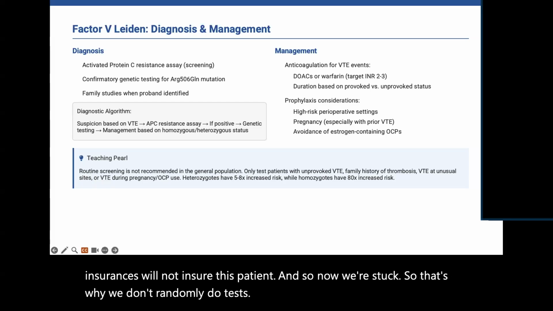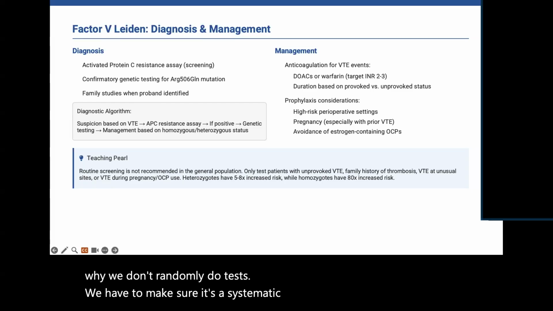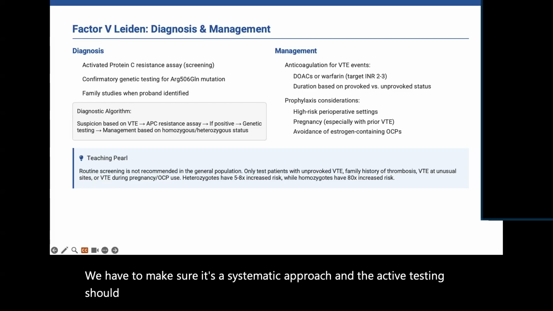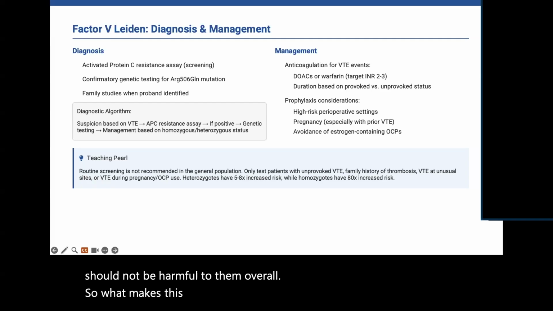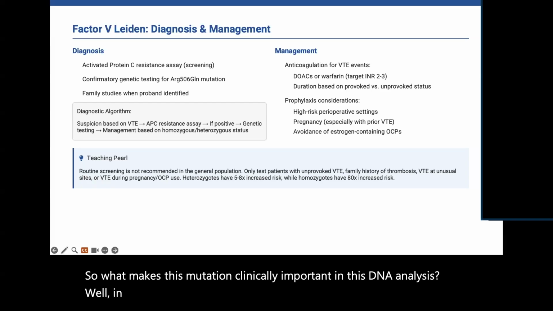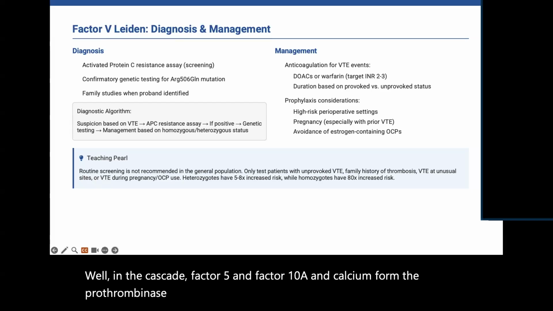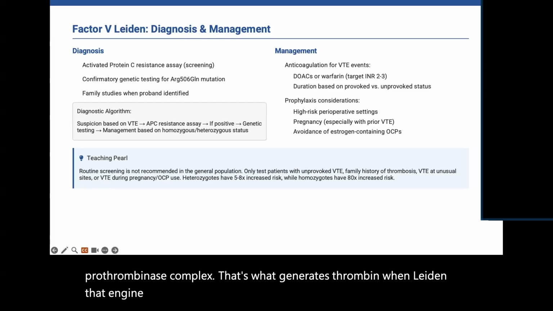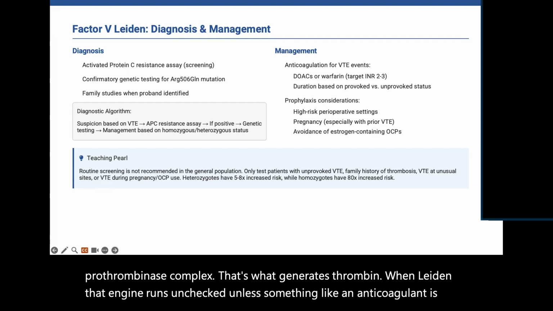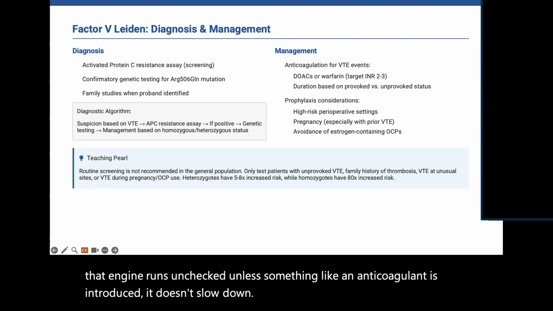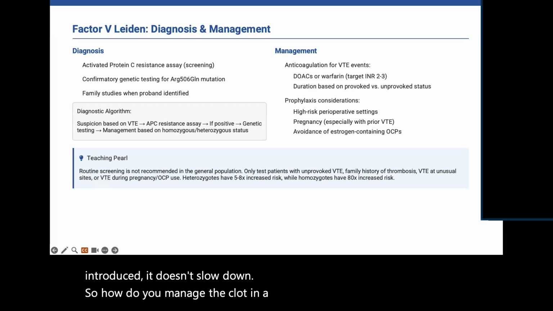We have to make sure it's a systematic approach, and the act of testing should not be harmful to them overall. So what makes this mutation clinically important in this DNA analysis? Well, in the cascade, factor V and factor Xa and calcium form the prothrombinase complex. That's what generates thrombin. With Leiden, that engine runs unchecked, unless something like an anticoagulant is introduced, it doesn't slow down.